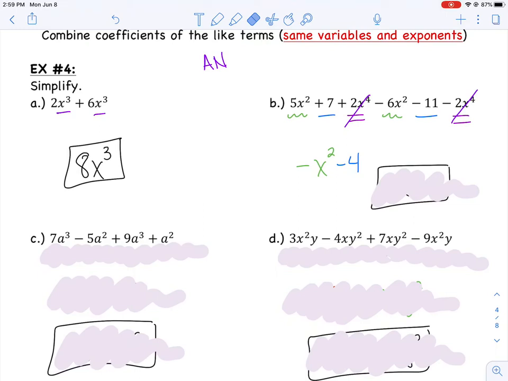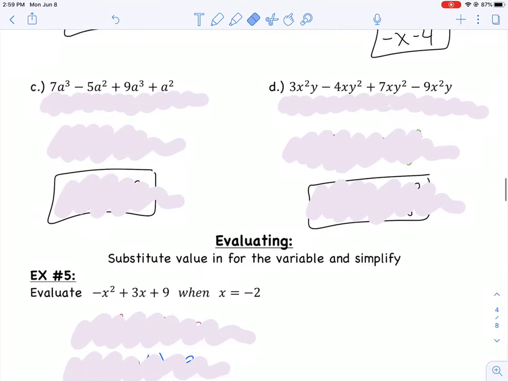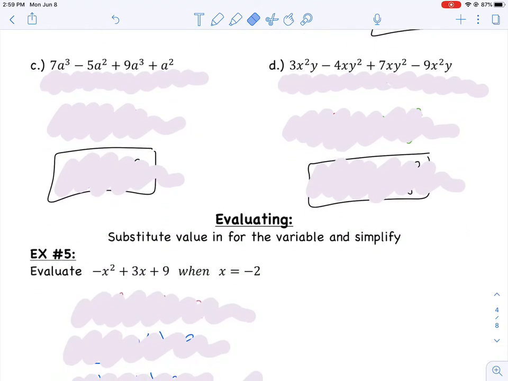I see a 7 minus 11, which gives me a negative 4. So my final answer with all of my like terms combined would be negative x squared minus 4, or a negative 1x squared minus 4 would be the same thing. Look at C. Let's combine any of its like terms.